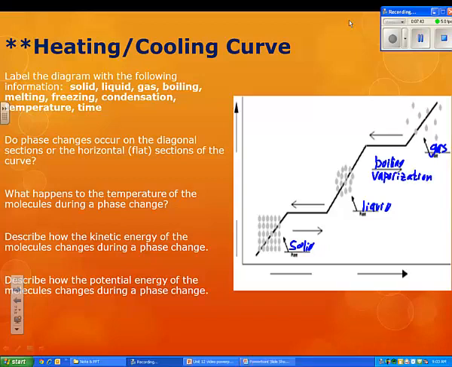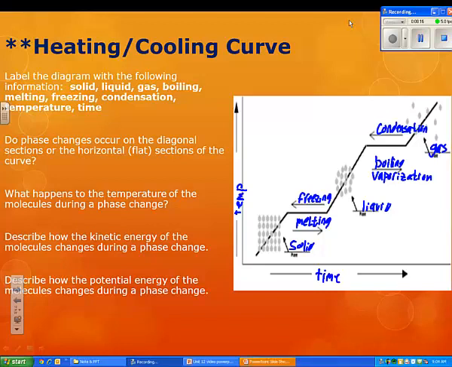Then melting would be from a solid to a liquid. Pay attention to what arrow you're putting that on. Freezing is going to be from a liquid to a solid. Condensation from a gas to a liquid. And then temperature is going to be on the y-axis. And time will be on the bottom. Most of the time it's more like heat energy. But assuming we're heated as a solid, it's going to end up as a gas.